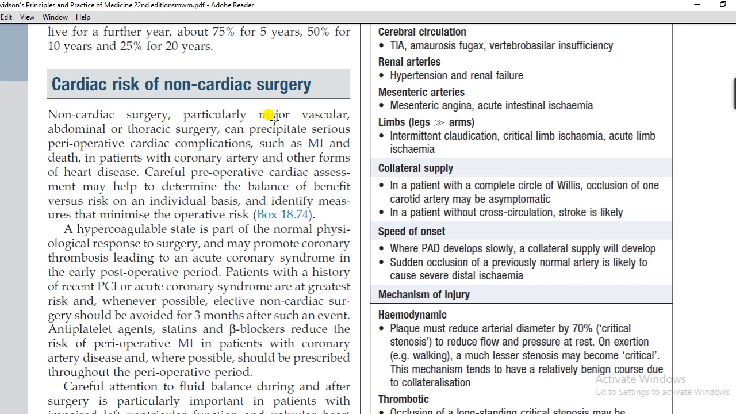Non-cardiac surgery, particularly major vascular, abdominal or thoracic surgery, can precipitate serious perioperative cardiac complications such as myocardial infarction and death in patients with coronary artery and other forms of heart disease. Careful perioperative cardiac assessment may help to determine the balance of benefit versus risk on an individual basis and identify measures that minimize the operative risk.